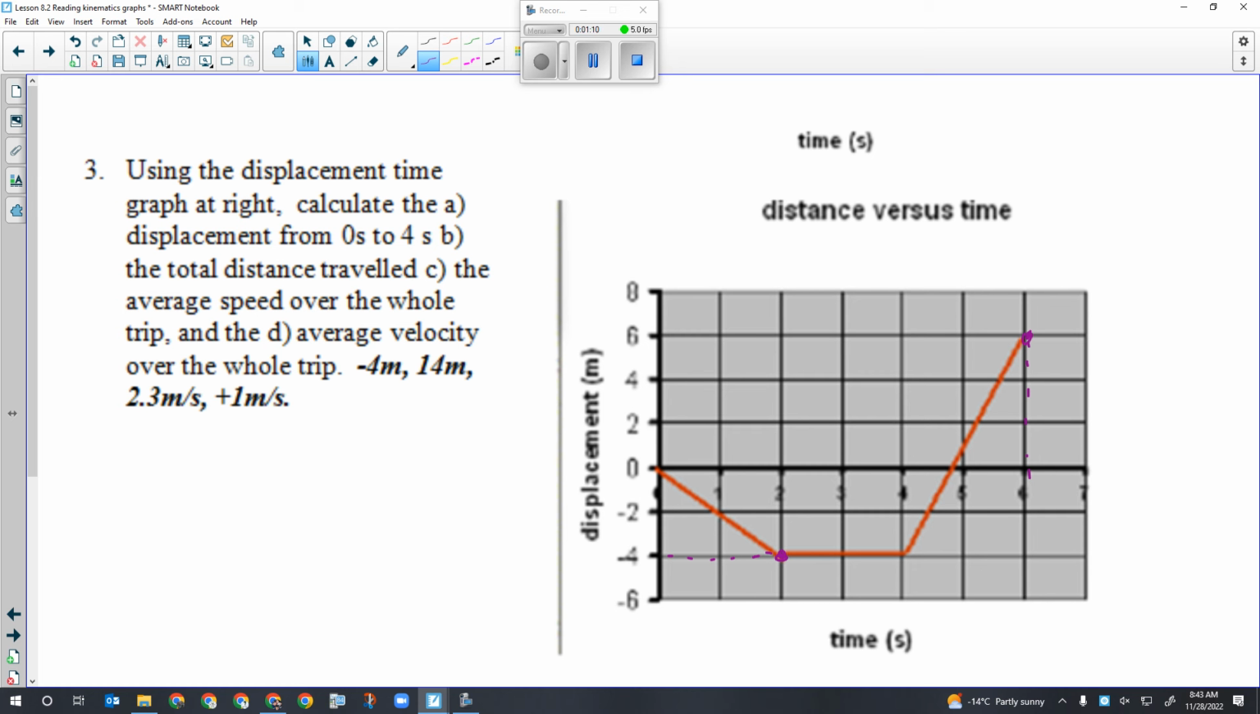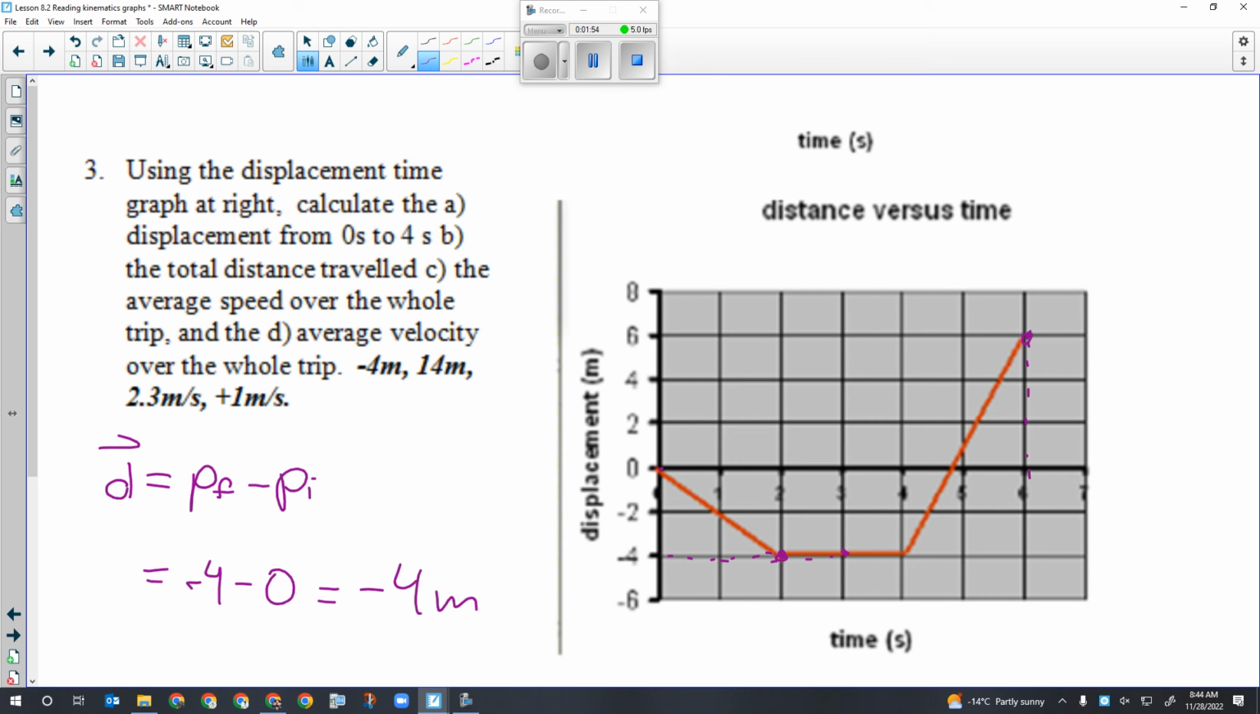Since this is a graph that shows position and time, I can use it to calculate displacement. The way we calculate displacement is we take the final position and subtract the initial position. So if I asked you what's the displacement between 0 and 3 seconds, you would look on your graph and go, at 3 seconds, the object is at -4 meters. That would be my final position, and at time 0, it's at 0, so the displacement there would be -4 meters.